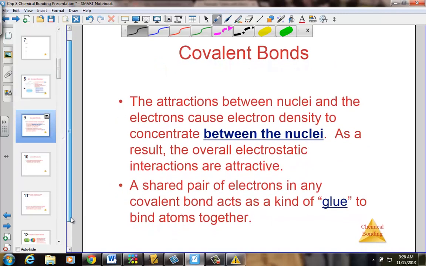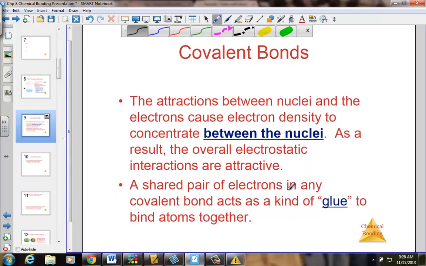The attractions between nuclei and the electrons cause the electron density to concentrate between the protons of the nuclei. And as a result, the overall electrostatic interactions are attractive by nature. By placing the electron density between the two protons, between the nuclei, we alleviate repulsive forces and we gain more attractive forces. And this shared pair of electrons is known as the glue that binds the atoms together. The definition of a covalent bond: the sharing of electrons between two nuclei.